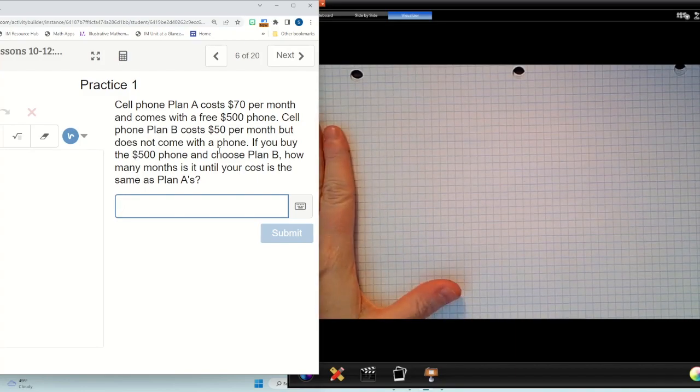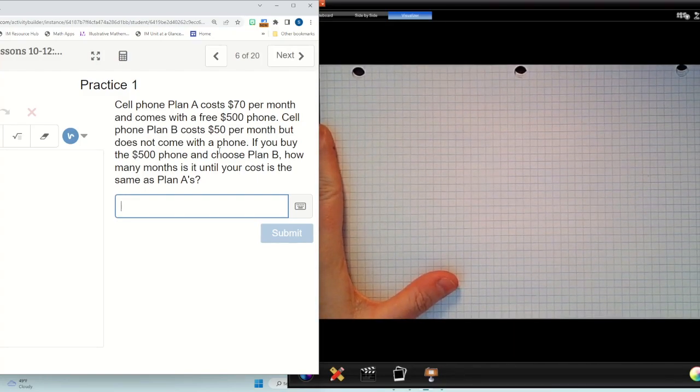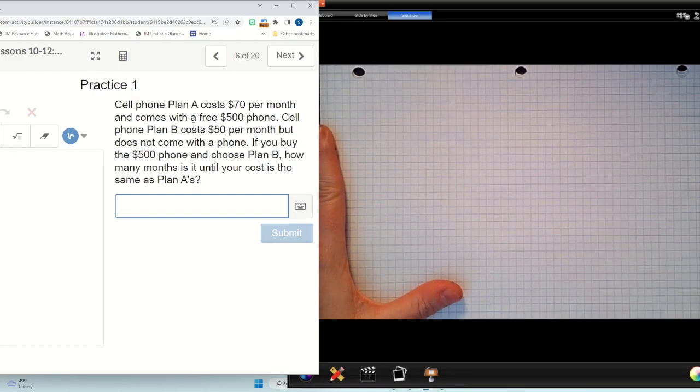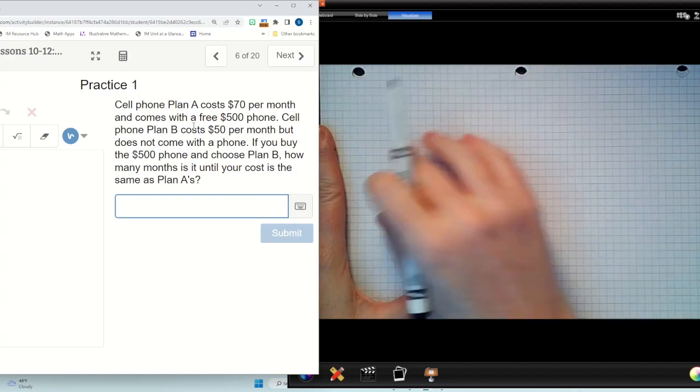All right, so we have to decide which would be the better deal, but then we're also going to be thinking how many months is it until our plans cost the same amount of money? So we're thinking about two different situations and where do they meet? Where do they connect? Where do they cross? Where do they come together? So we got to think about this as two different equations.